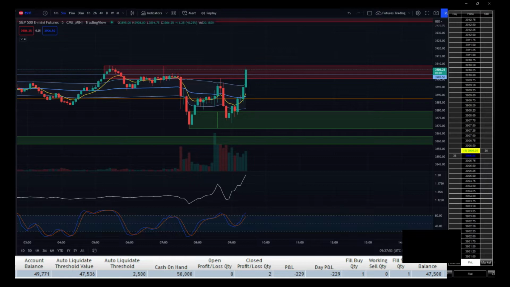As for the trade itself, I don't think there's too much to take away from here. I think this is a valid supply zone. My entry was just a little too early.